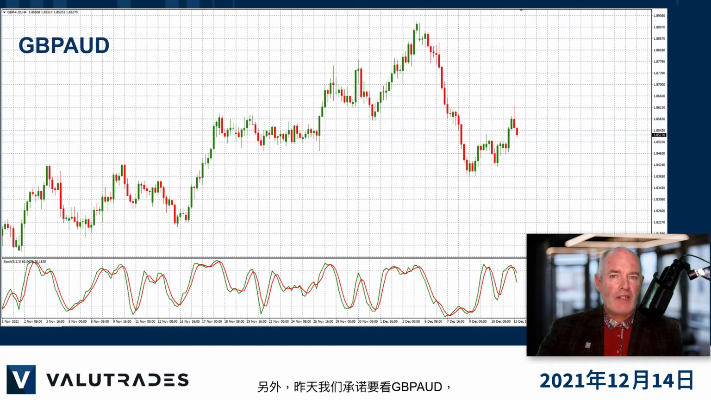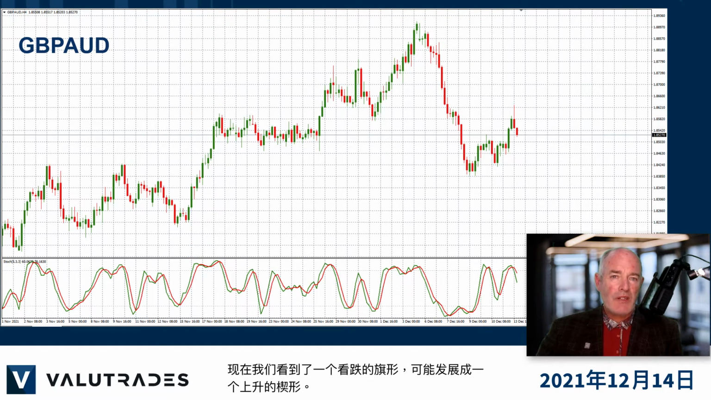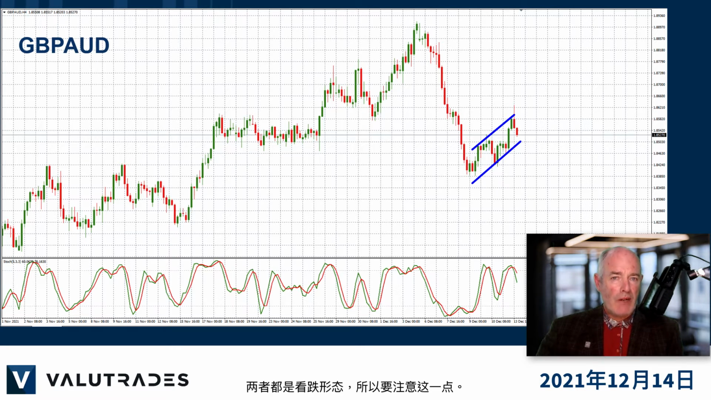Also, yesterday we promised to take a look at Pound Aussie, and we now see a bearish flag which could develop into a rising wedge. Both are bearish patterns, so keep an eye on this one.